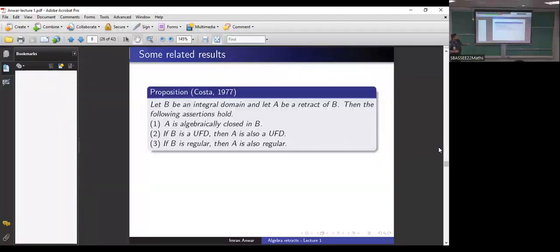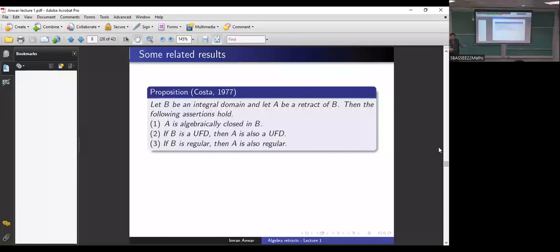Moreover, this is a kind of result which says which kinds of algebraic properties are preserved under the retraction. So if B is an integral domain and A is a retract of B, then the following properties hold. Number one, A is algebraically closed in B. Okay. If B is a UFD, then A is also a UFD.